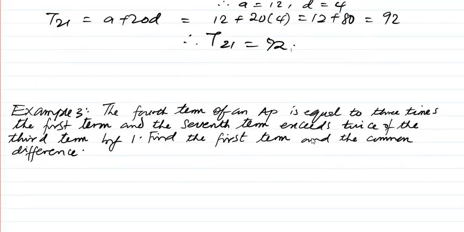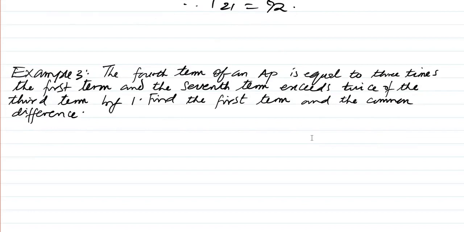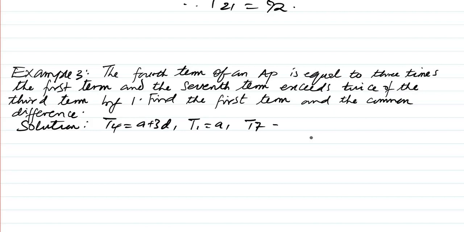So the next example is example 3, which seems technical, so you have to pay attention and make sure you grab it. Solution: it says that the fourth term of an AP is equal to 3 times the first term. Remember that T4 is equal to a plus 3d and T1 is equal to a. Then T7 is equal to a plus 6d. So based on the first line of the statement, the fourth term is equal to 3 times the first term. So that means that T4 is equal to 3 T1.